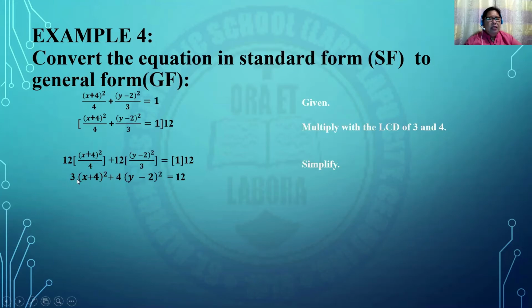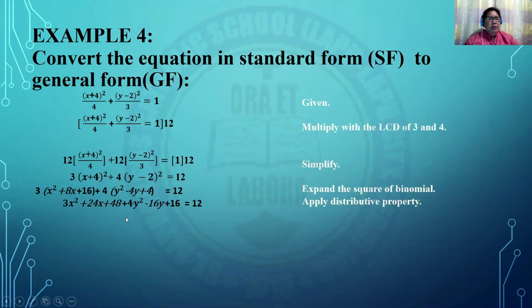So what we have is 3 times the square of x plus 4 plus the square of y minus 2. And you have 4 here as the result of 12 divided by 3. And 1 times 12 is 12. Then expand the square of binomial. So the square of x plus 4 is x squared plus 8x plus 16. The square of y minus 2 is y squared minus 4y plus 4 equals 12.